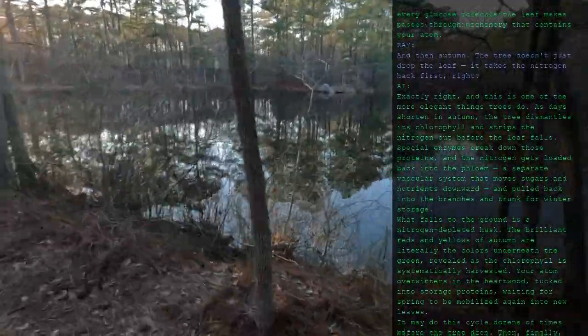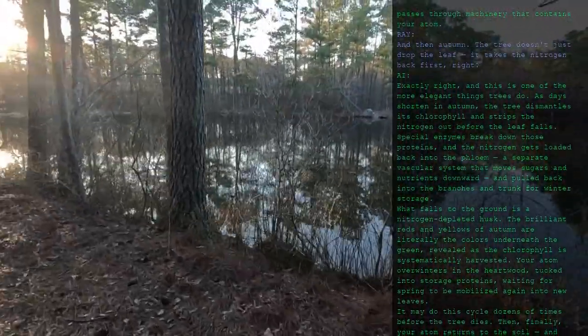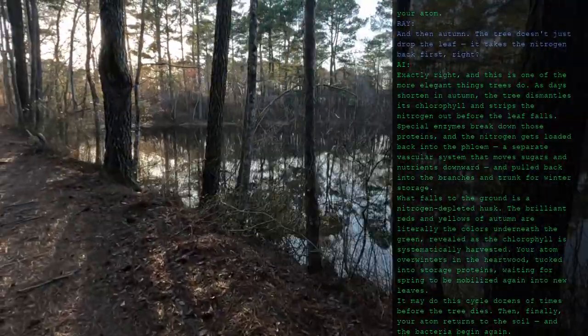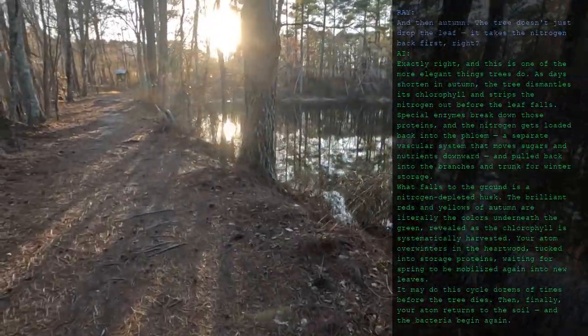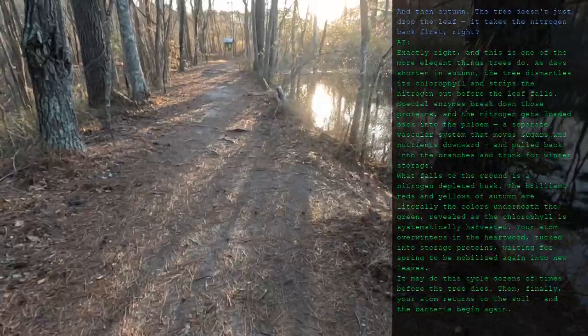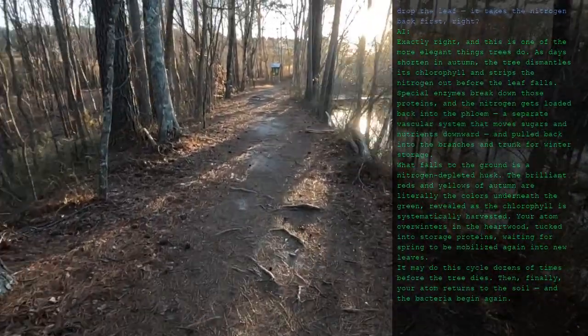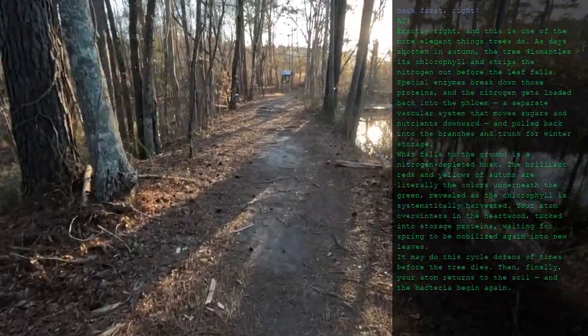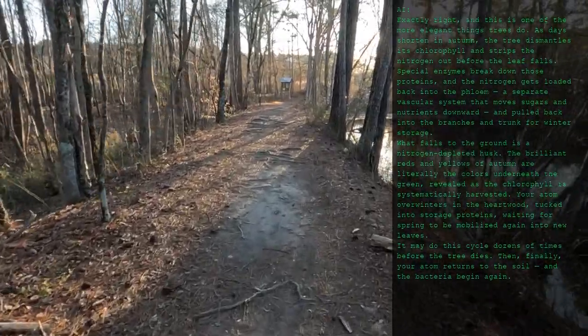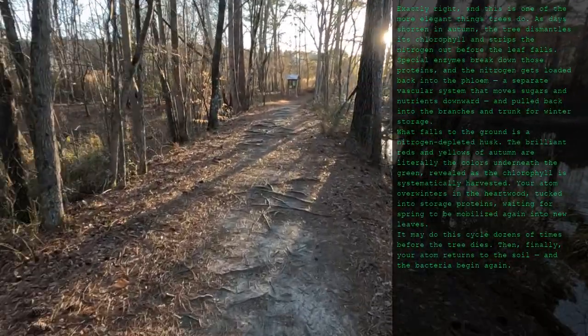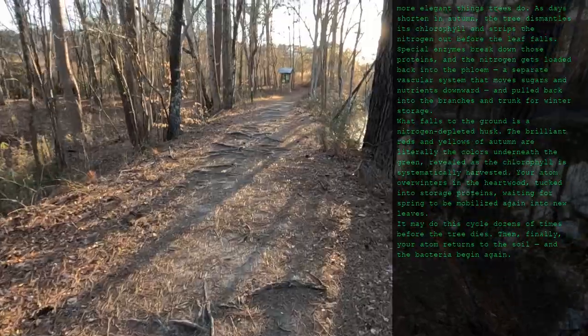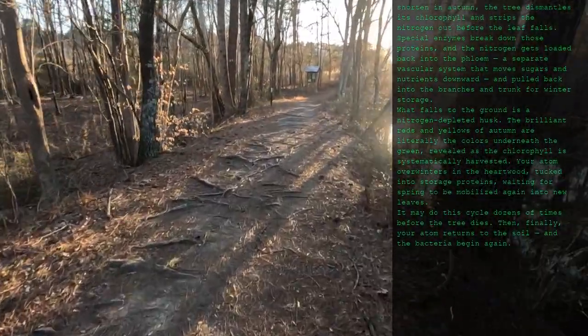As days shorten in autumn, the tree dismantles its chlorophyll and strips the nitrogen out before the leaf falls. Special enzymes break down those proteins, and the nitrogen gets loaded back into the phloem, a separate vascular system that moves sugars and nutrients downward, and pulled back into the branches and trunk for winter storage. What falls to the ground is a nitrogen-depleted husk.